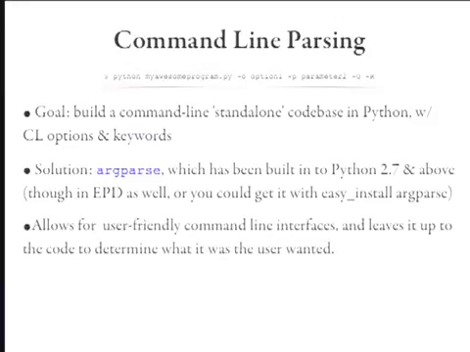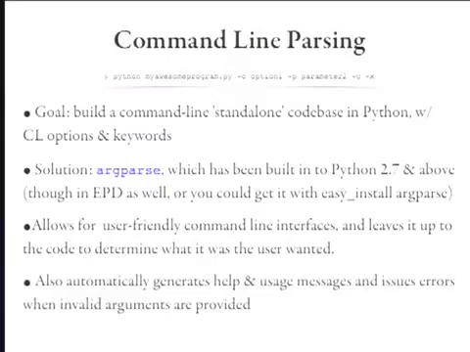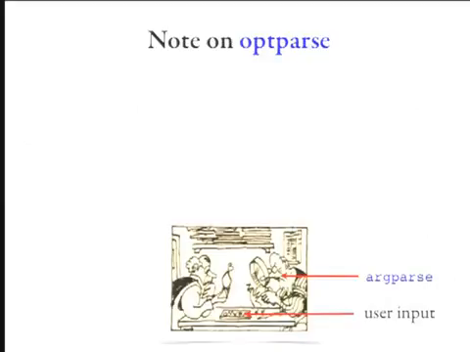So this allows for user-friendly command line interfaces, and leaves it up to the code to determine what the user wanted. You can be kind of flexible in how you specify these different options, and the code will parse them in a nice way. And it can also automatically generate help messages if you screw up. If you type something that it can't recognize, it'll say, I don't understand what you're trying to say here. Here are the options that I'm allowing you to give. Please try again. There's also a quick note on this older module that some of you may have seen before called optparse, which is basically a similar thing, but it's not 100% compatible, and I think it's being edged out in favor of argparse.